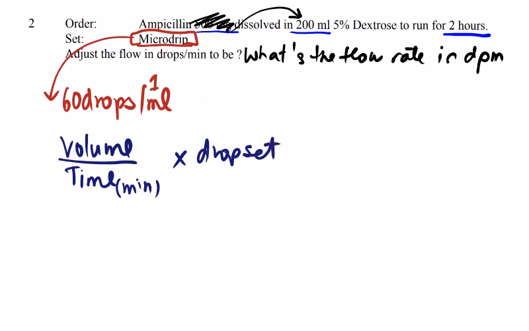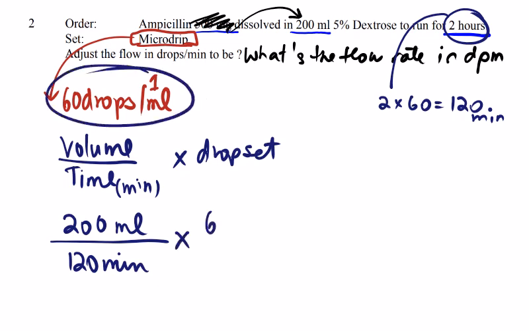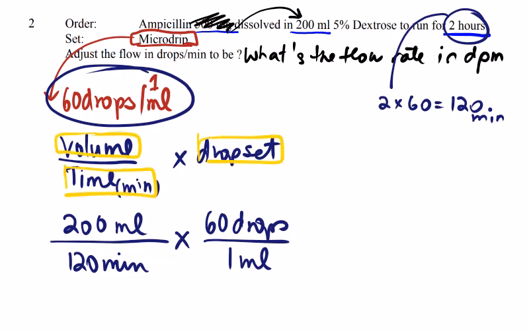So the volume will be 200 mils. That's what we want to infuse. The time in minutes, well, 2 hours in minutes will be 2 lots of 60 minutes, 120 minutes. So that's what we place here. The drop set is what we basically broke down there, 60 drops per mil. If you don't want to write the units here, no problem, but you need to get the elements right. The volume divided by the time in minutes multiplied by the drop set.